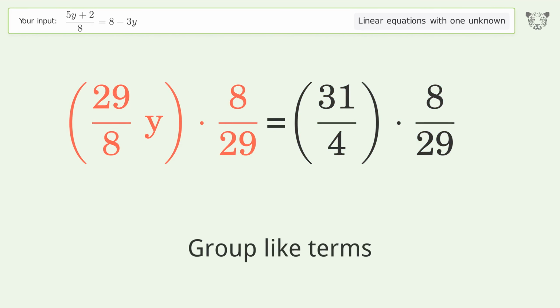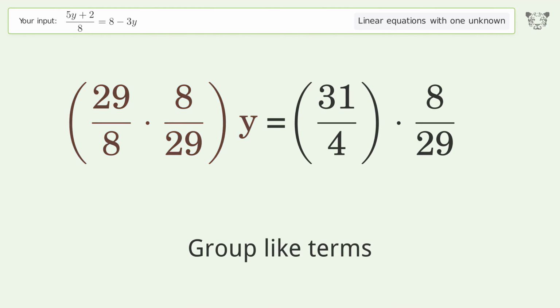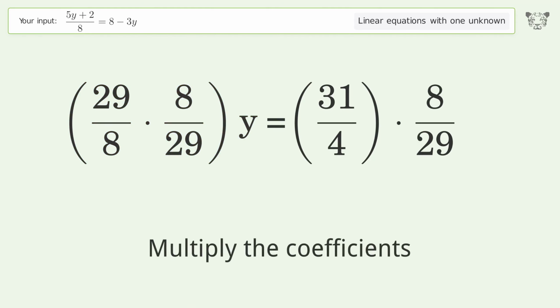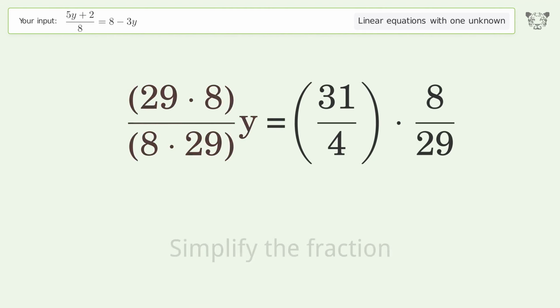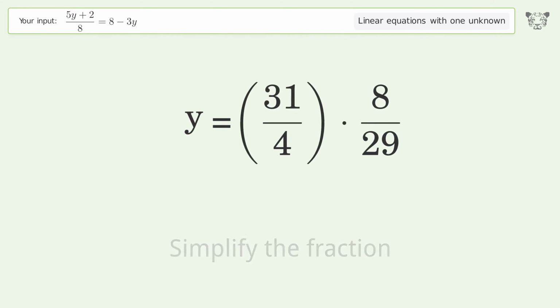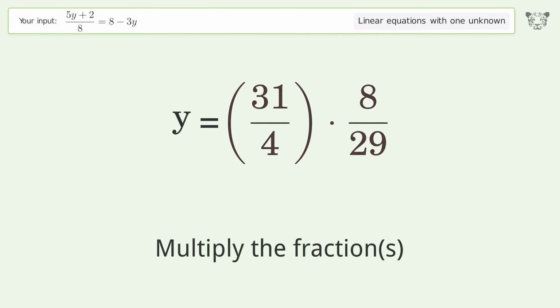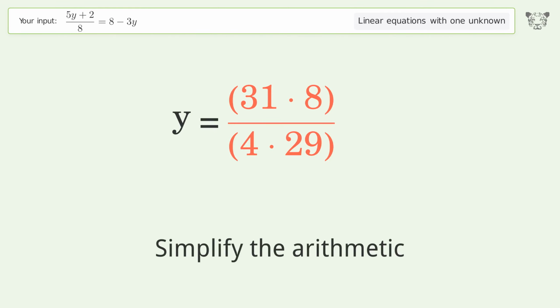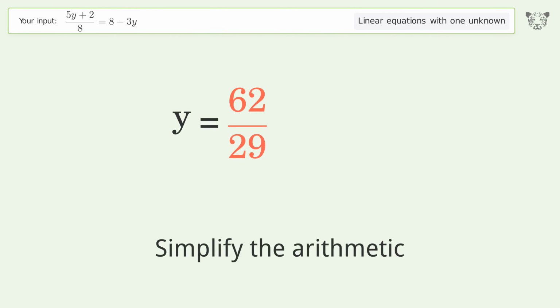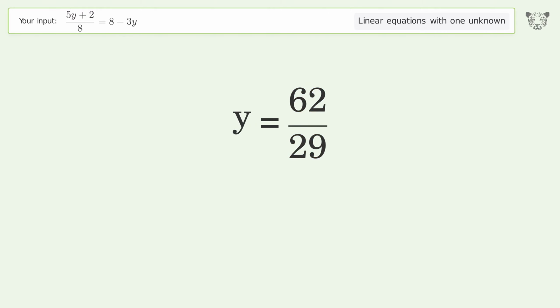Group like terms. Multiply the coefficients. Simplify the fraction. Multiply the fractions. Simplify the arithmetic. And so the final result is y equals 62/29.